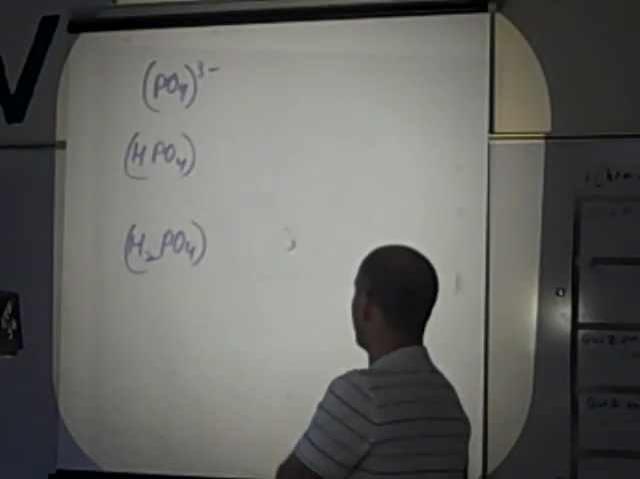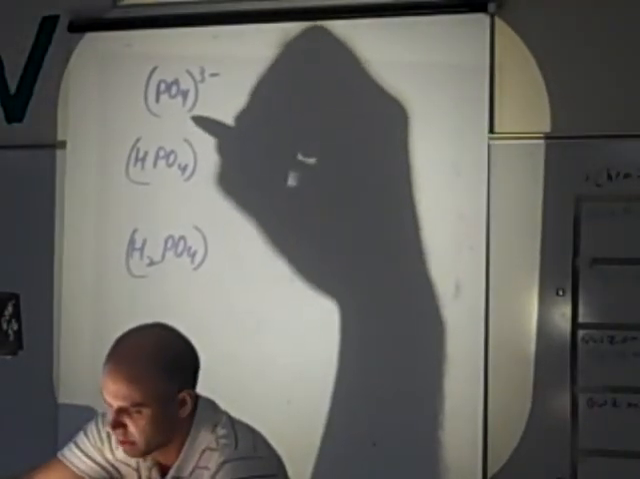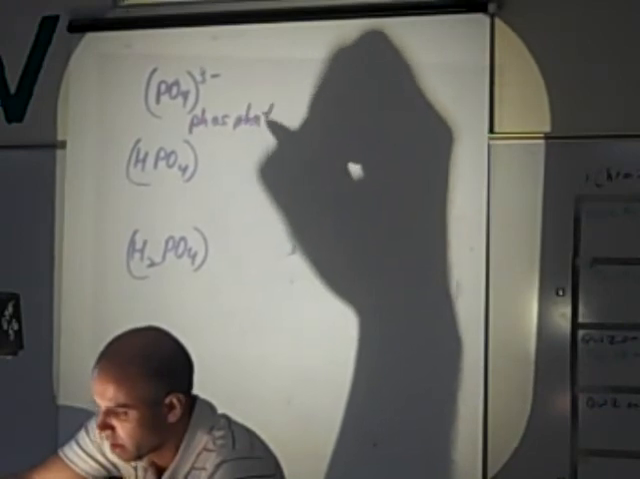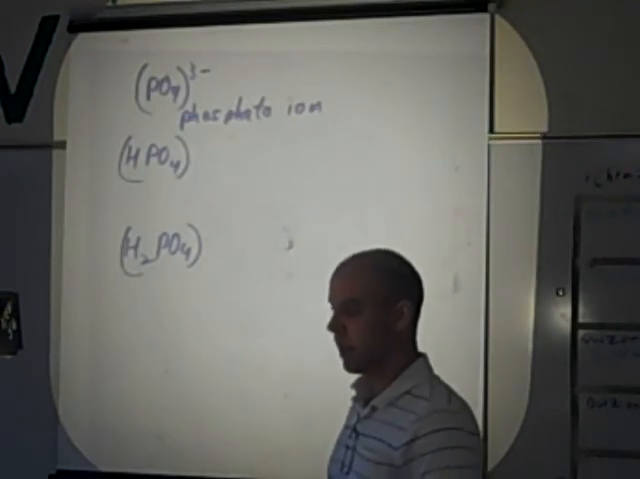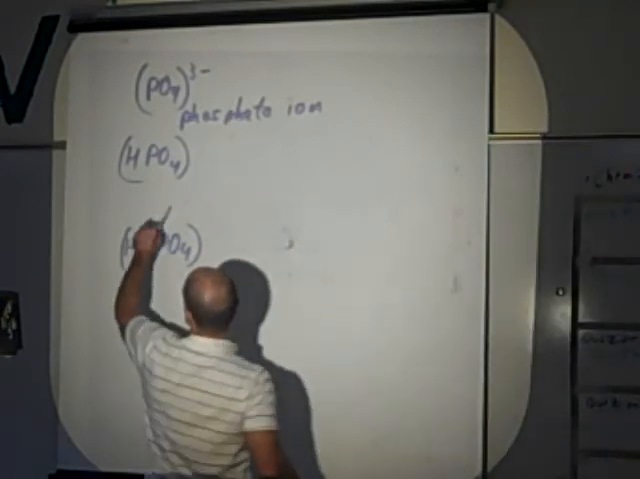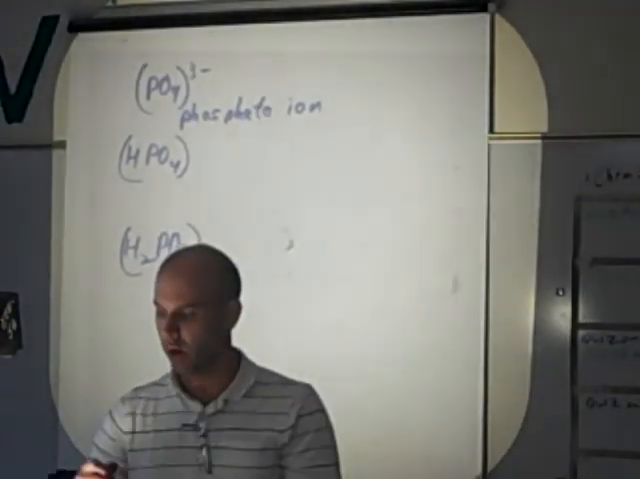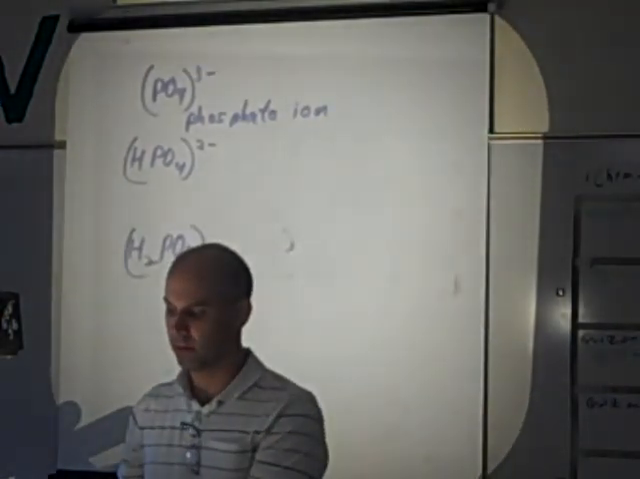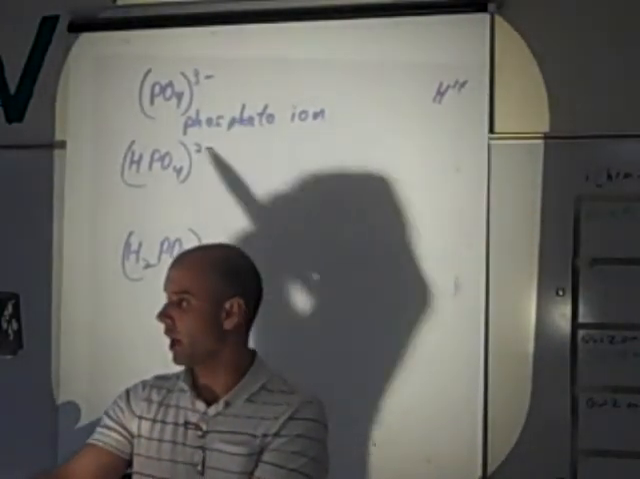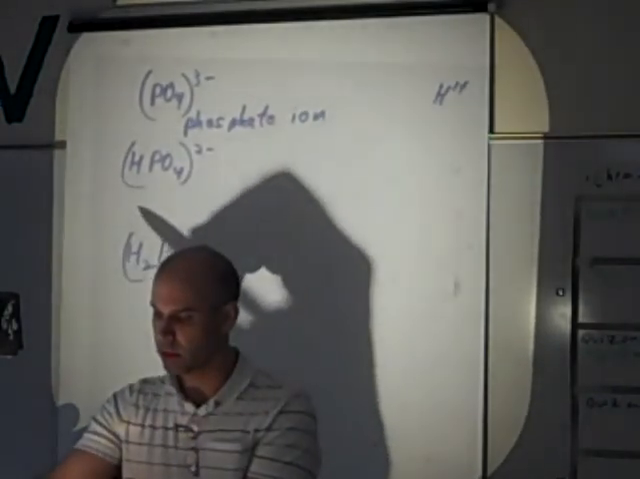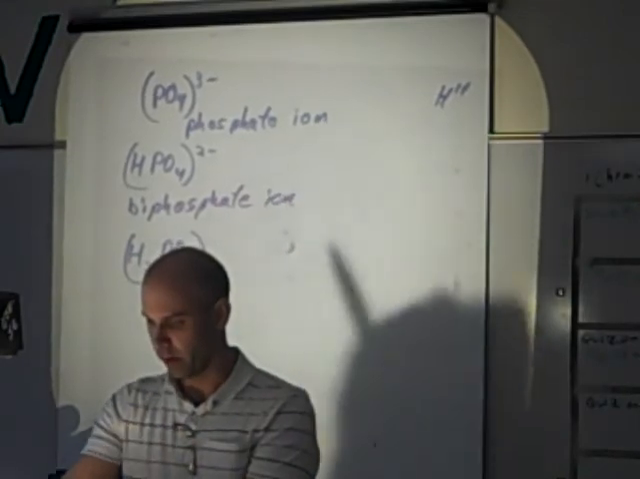So, what's the name of PO4? Phosphate. It's got a charge, so it's an ion. If I add a hydrogen, what happens to my charge? It goes down by 1. Why does it go down by 1? Because remember, a hydrogen is a +1, so by adding a hydrogen, I ended up reducing the charge. So this becomes biphosphate ion.